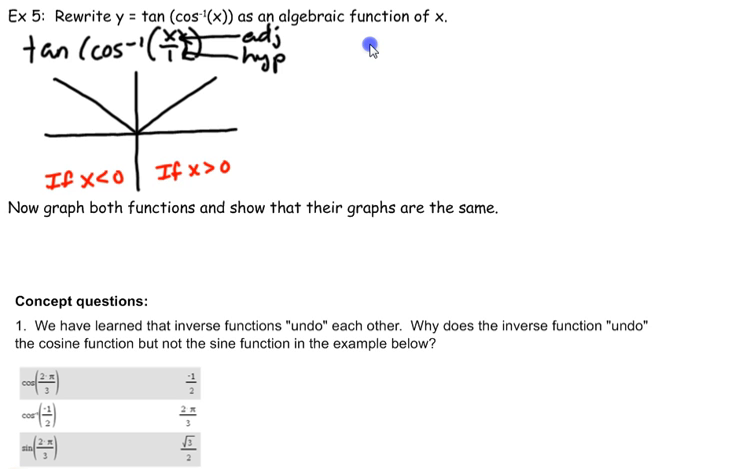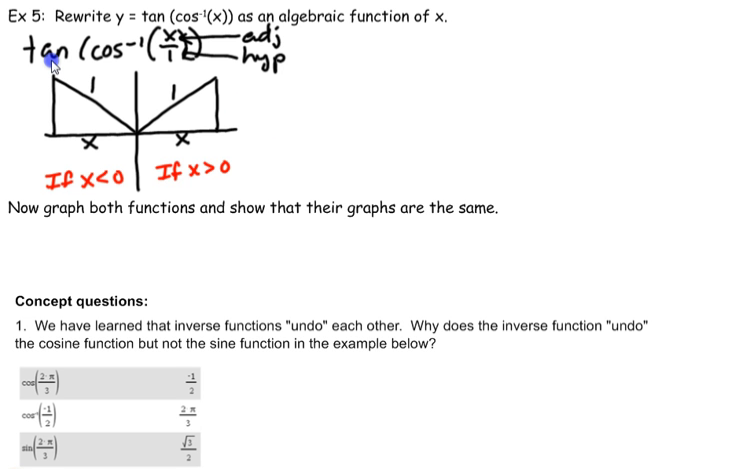So I'm going to draw a little triangle, and I'm going to label the adjacent side as x and the hypotenuse as 1. Now notice I'm not calling this negative x, I'm just calling it x if x is less than 0 and x if x is greater than 0, because x could be a positive number or a negative number in this situation. I just don't know which it is. It turns out it won't matter. It'll end up giving us the same answer either way.